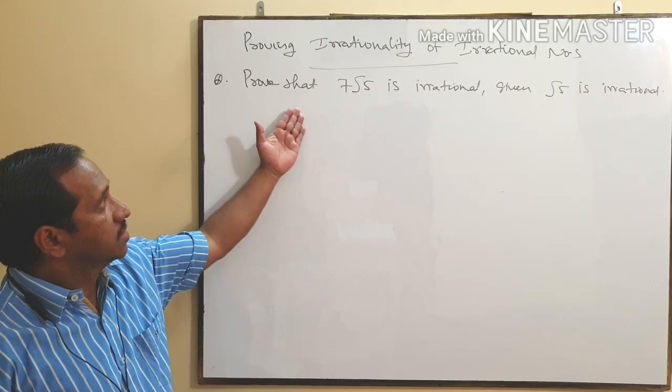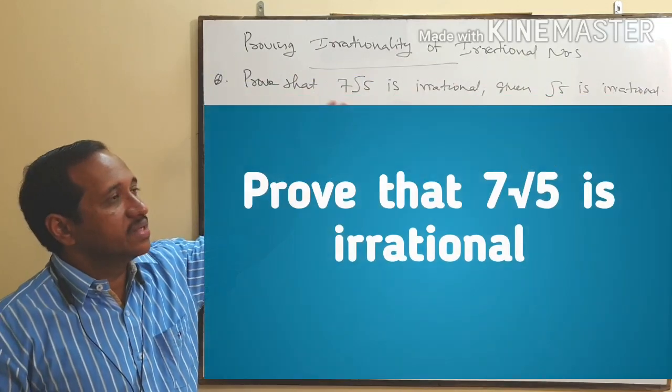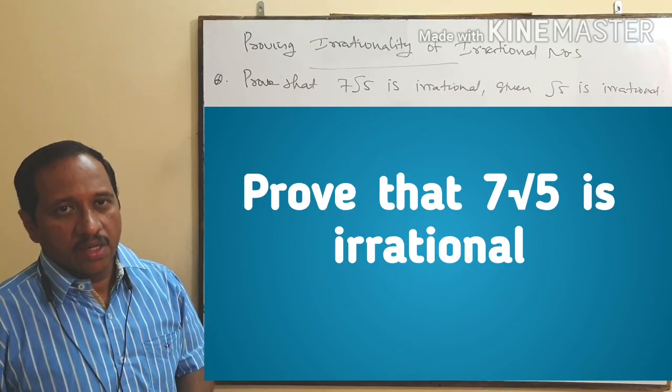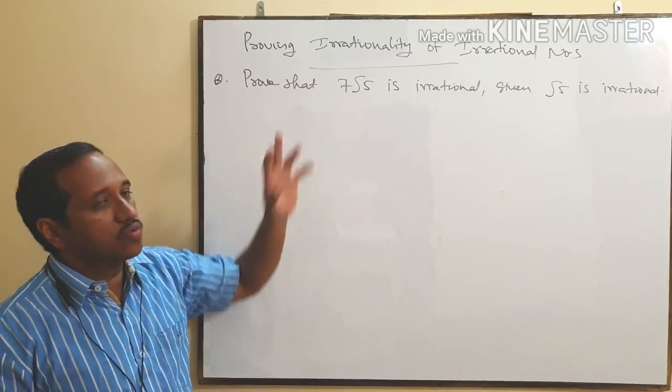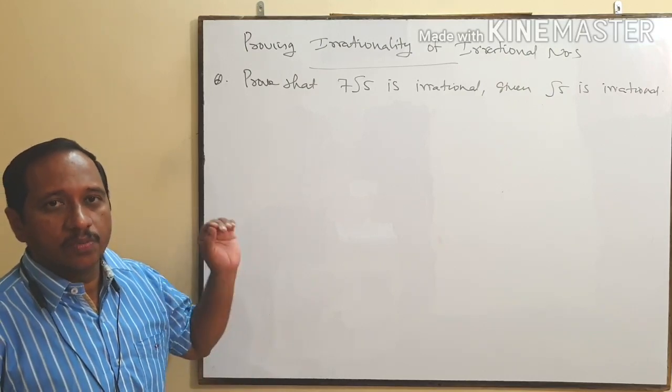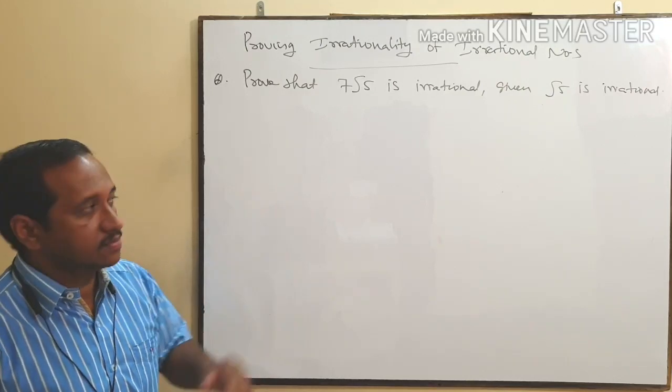Now look at the question. Prove that 7 root 5 is irrational, given root 5 is irrational. We have to prove that 7 root 5 is irrational. Here also we will use the method of proof by contradiction.